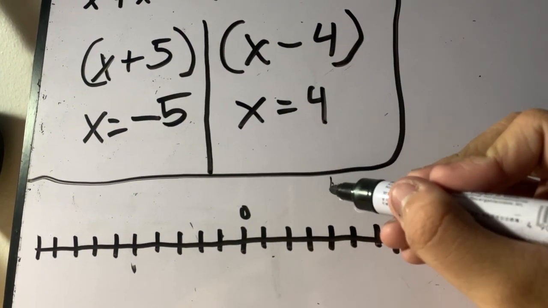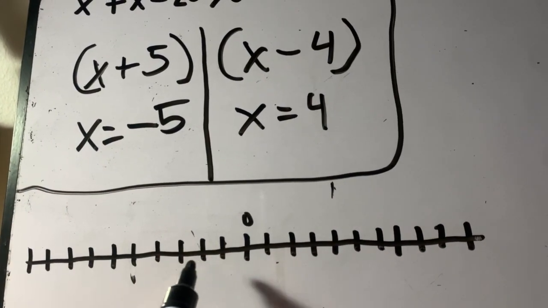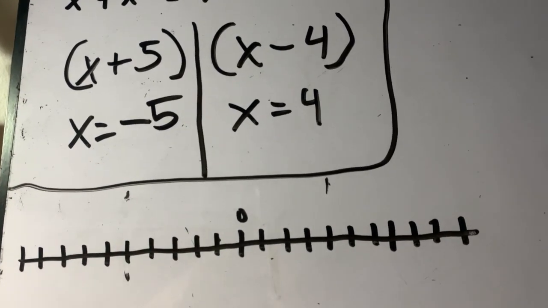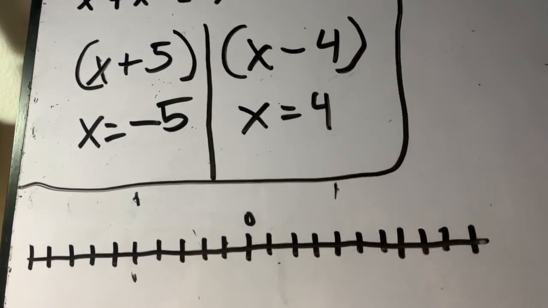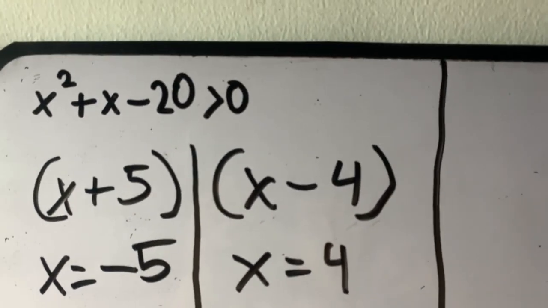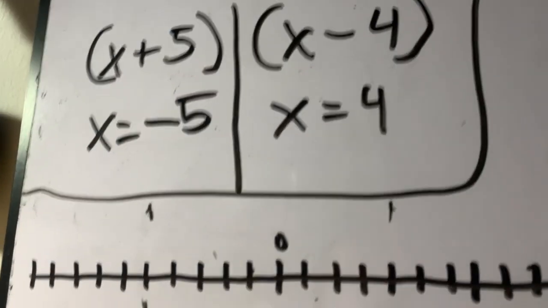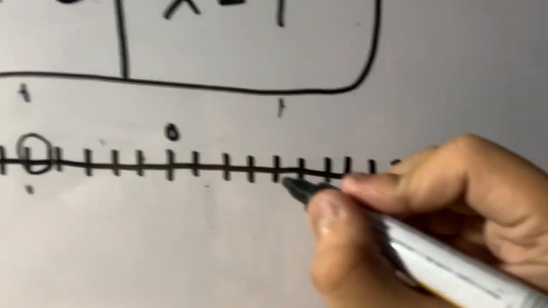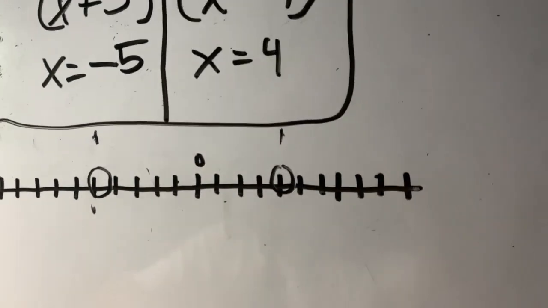So let's go here. Let's just mark that here. And where's negative 5? So 1, 2, 3, 4, 5. So here is negative 5. And do you remember our inequality? Was it greater than, less than, greater than or equal to, or less than or equal to? This is greater than, so hindi siya included. So magiging circle lang siya. Open circle.